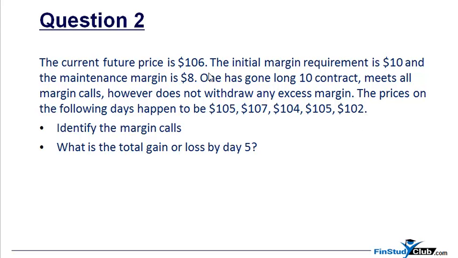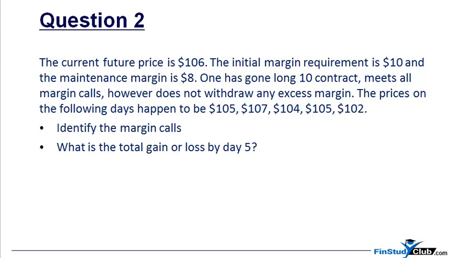So at the time when the person takes a long position in the futures contract, it takes it at 106, but subsequently prices go up and down. So we need to identify the margin calls, when would they take place, the timing of it, and what is the total gain or loss by day 5. That's what we need to calculate. So let us see.